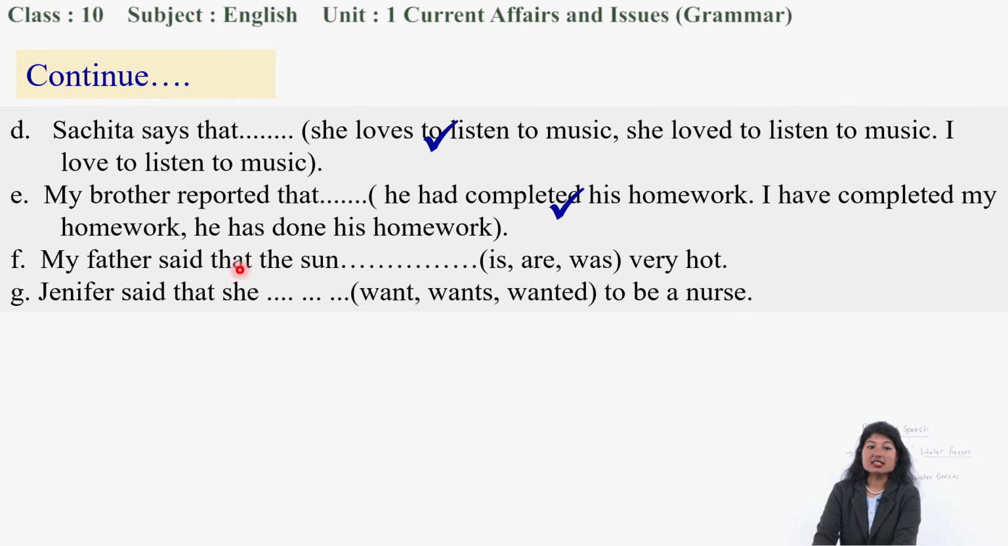Next, my father said that the sun, can we say are, was? No, is very hot. Jennifer said that she once wanted to be a nurse. Said that she wanted to be a nurse. Okay, we have completed this exercise.